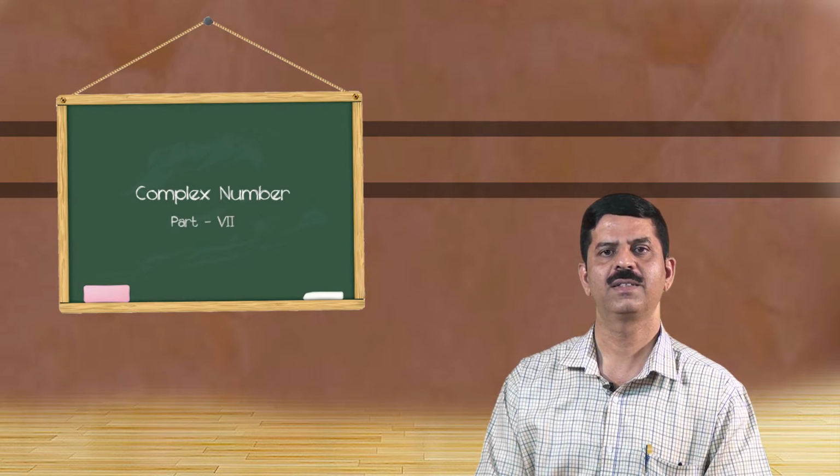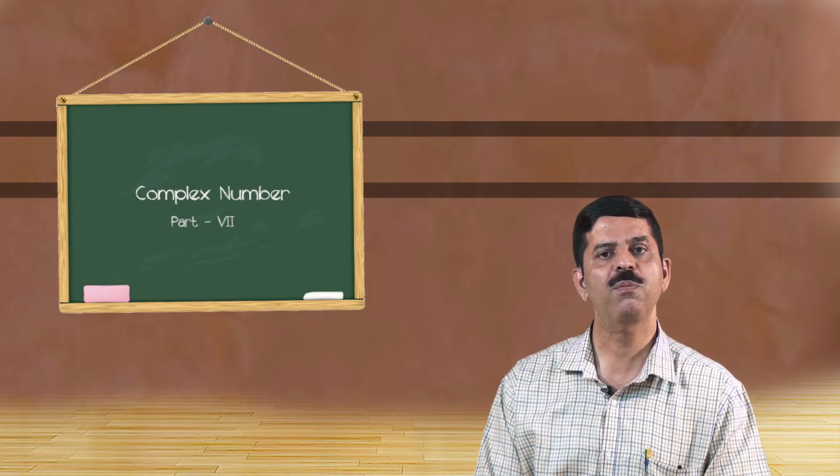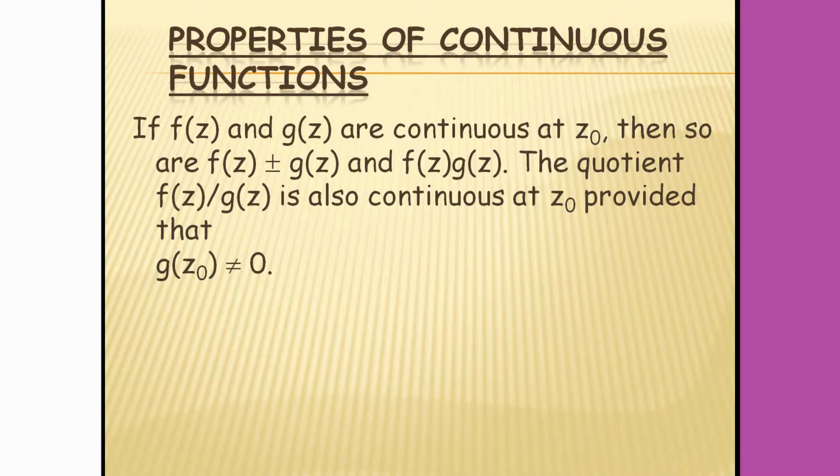As you have studied in the set of real numbers, the different properties of continuity hold here also. The sum of two continuous functions is a continuous function, the difference of two continuous functions is continuous, the product of two continuous functions is continuous, and the quotient of two continuous functions is continuous, provided the denominator g of z is not equal to 0.